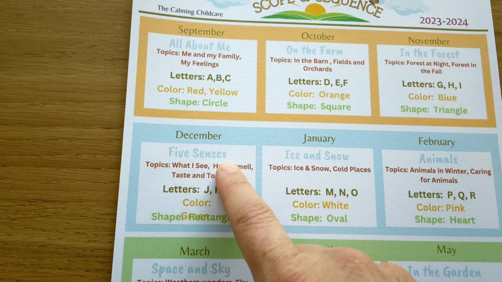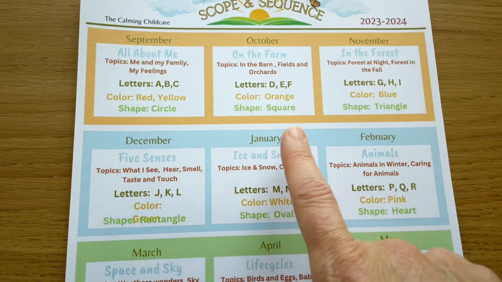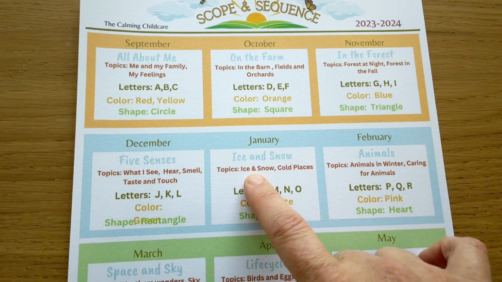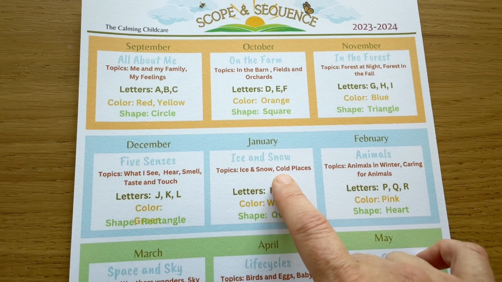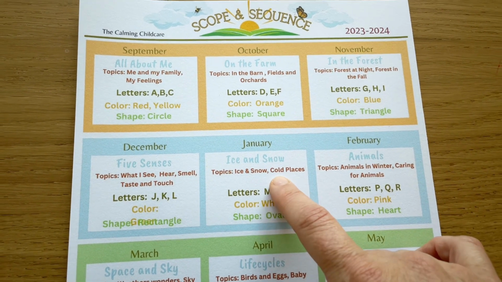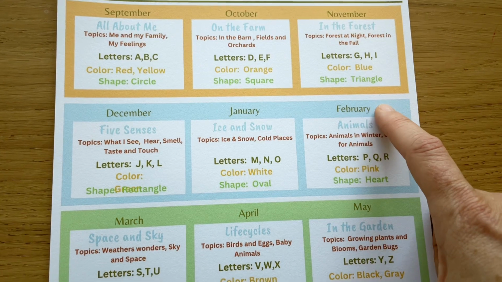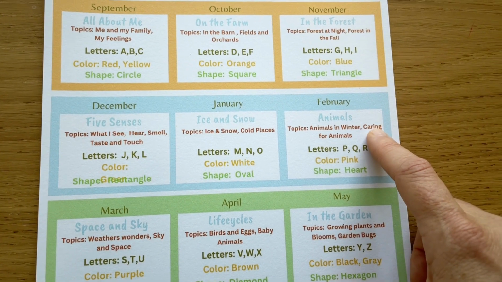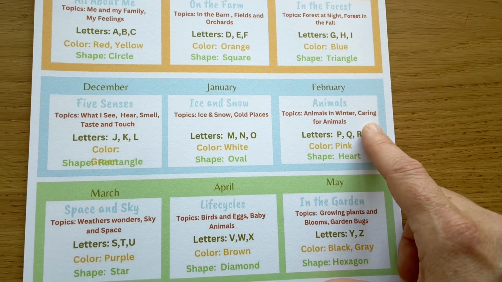December is 5 Senses, so that covers all of the senses. January is Ice and Snow, so our topics are going to be ice and snow as well as cold places, so polar, Arctic, all that fun stuff. And then February is going to be all things animals, so we have animals in winter like hibernation, and also caring for animals, so maybe pets and some zoo themed materials in our activity room.